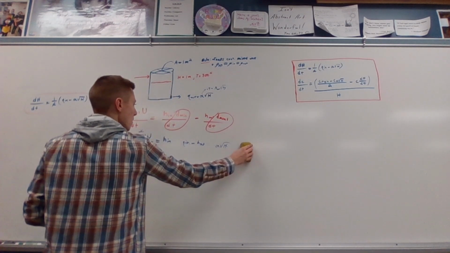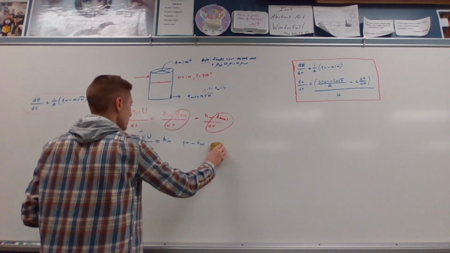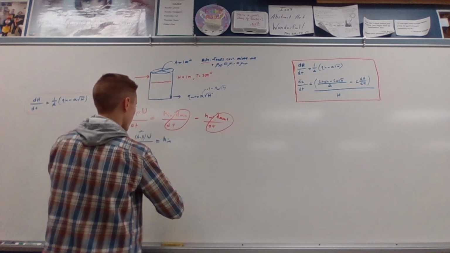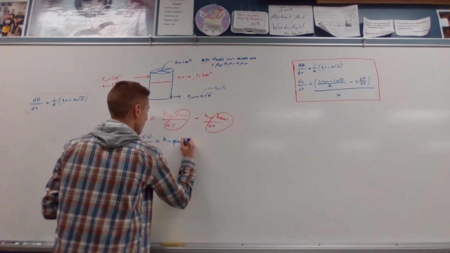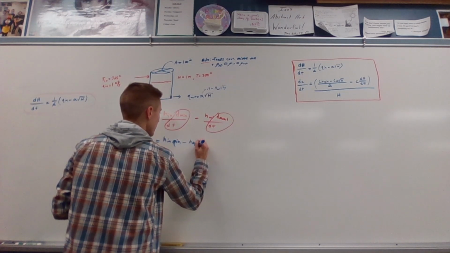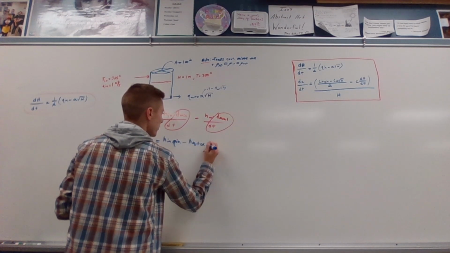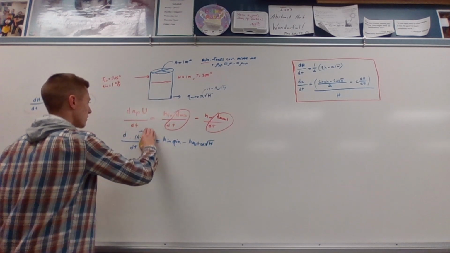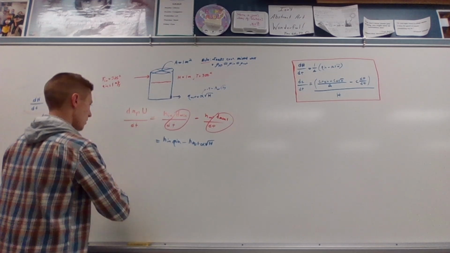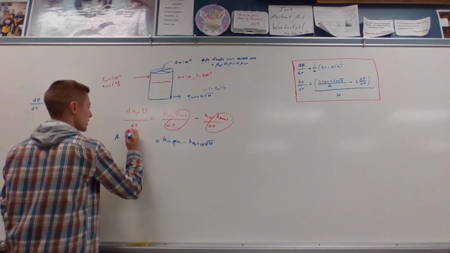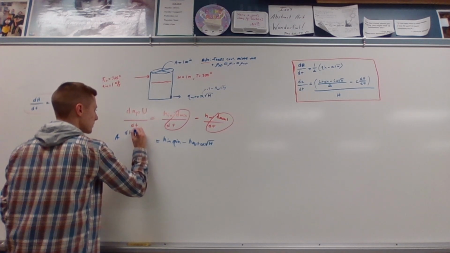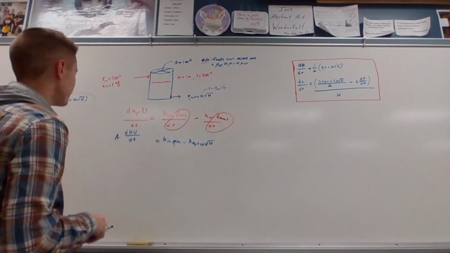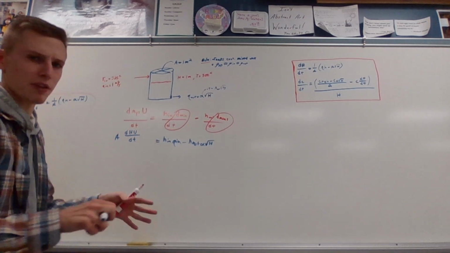So let's just rewrite this real quick so it's a little easier to see. We have our flow rate in minus our enthalpy leaving times our flow rate out. And let's rewrite this as our cross-sectional area times a small change in our height times our internal energy over small change in time is equal to this.